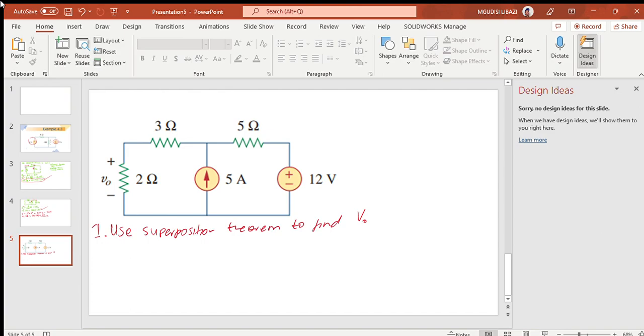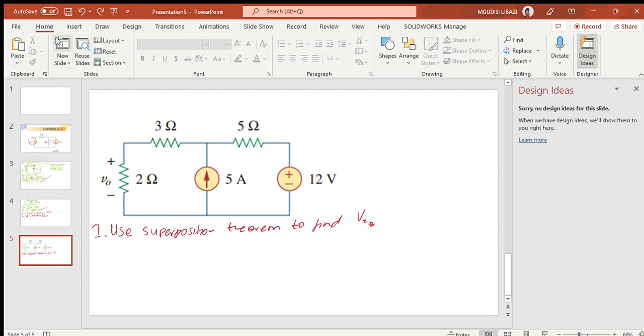So in this video, the question says to use the superposition theorem to find VO. I'll do this example using the superposition theorem. I'll also do it using mesh and nodal analysis to confirm the answer.